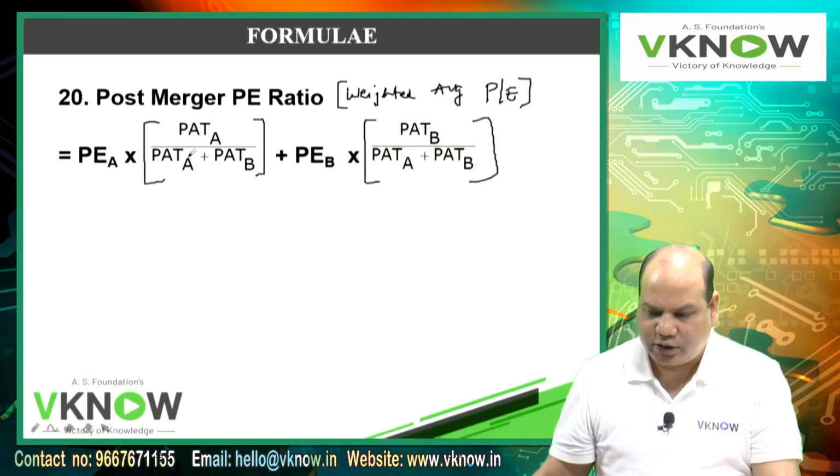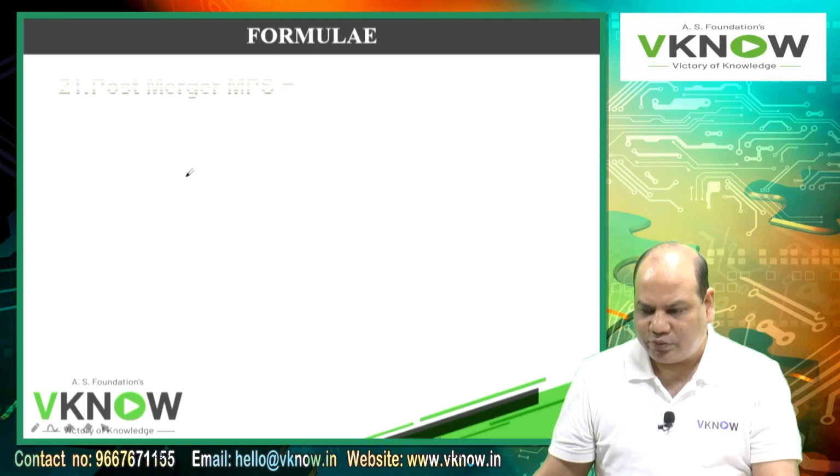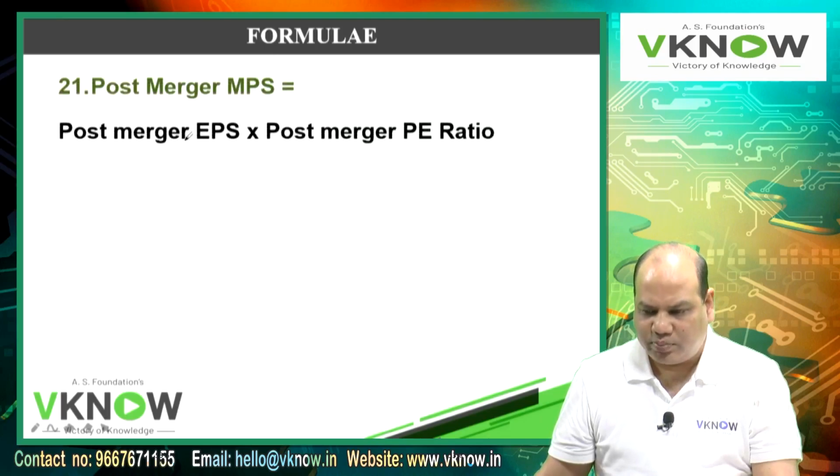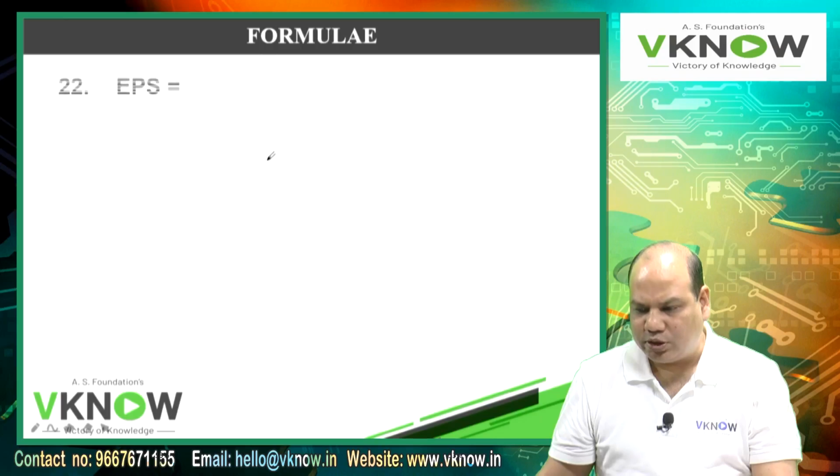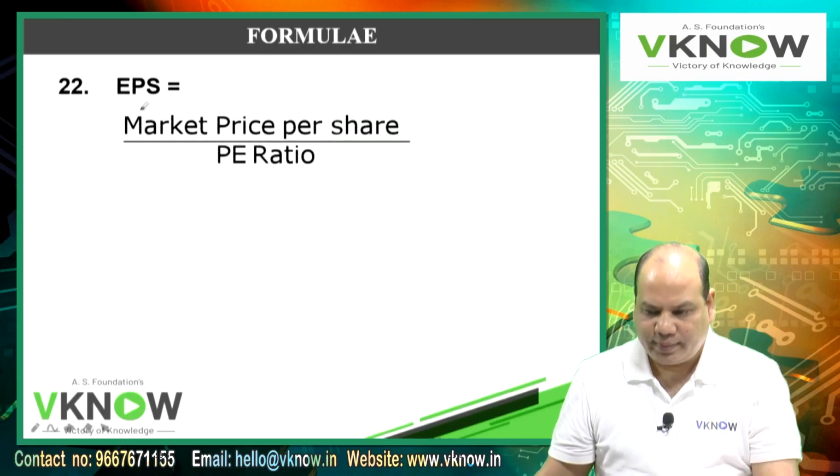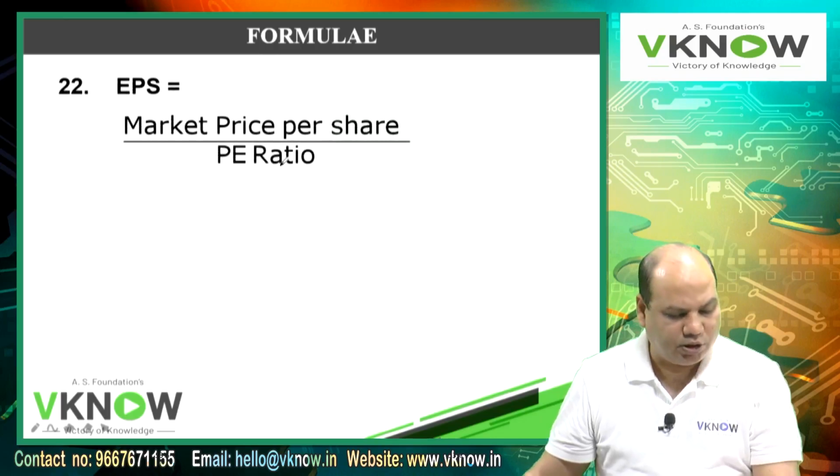So profit after tax is being used as weights. Next is post merger MPS is post merger EPS into post merger P ratio. EPS can be found out as MPS upon P ratio.